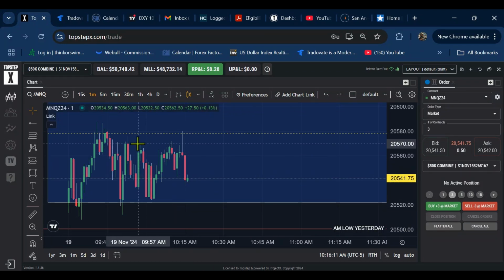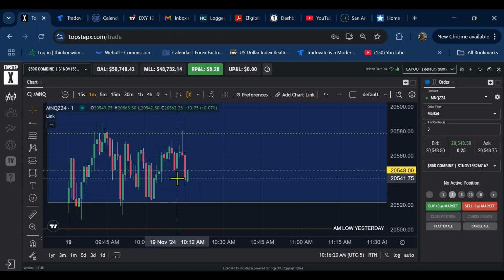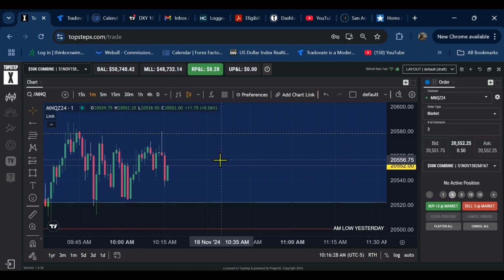I want to point out something right here. You see how we came up here and we took out this high, but we left these two highs? And now we've come down, we've taken out these two lows. This environment, it's not even considered a high resistance liquidity run. It's more of a seek and destroy environment. And I'm quoting the ICT, Michael Huddleston, Inner Circle Trader, on that.